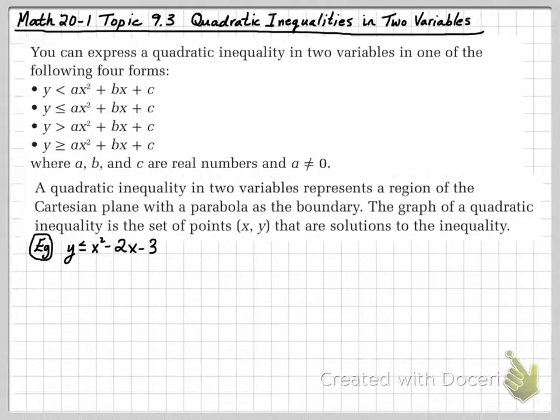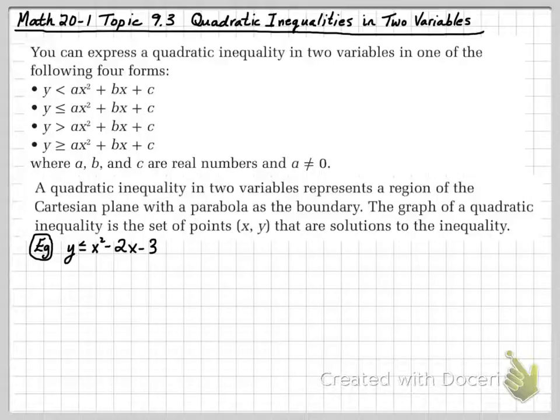Now, a quadratic inequality in two variables represents a region of the Cartesian plane with a parabola as the boundary. The graph of a quadratic inequality is the set of all the points x and y that are solutions to the inequality.